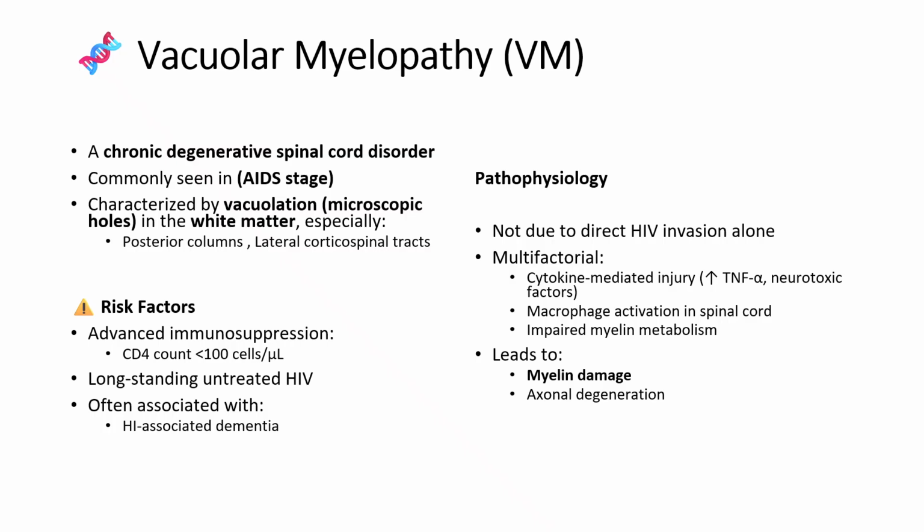Pathophysiology: it doesn't occur due to direct HIV invasion alone. It is multifactorial in the form of cytokine-mediated injury, that is TNF-alpha neurotoxic factors. The second factor is macrophage activation within the spinal cord. Third factor is impaired myelin metabolism. All these factors lead to myelin damage and axonal degeneration.